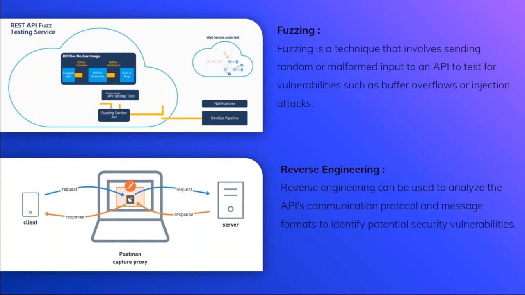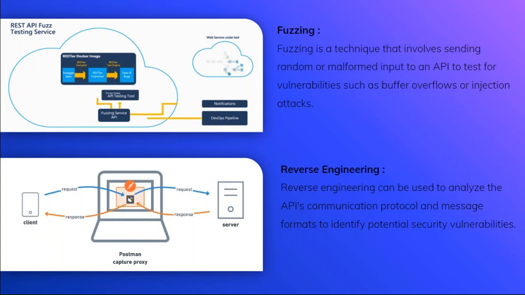The process of API fuzzing involves several steps. First, the tester must identify the API endpoint. Then he identifies the inputs that it accepts. Next, the tester generates a set of test cases, which can be created either manually or automatically. Finally, the tester executes the test cases and analyzes the results to identify any issues.